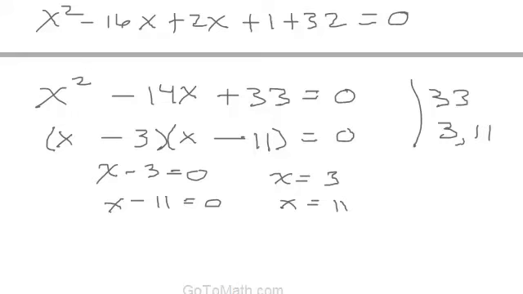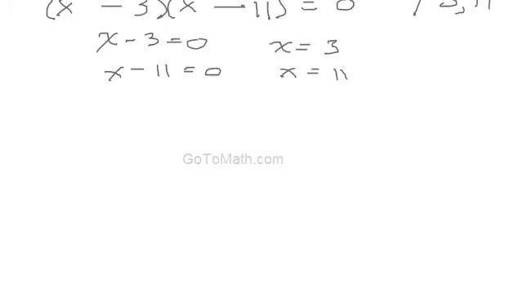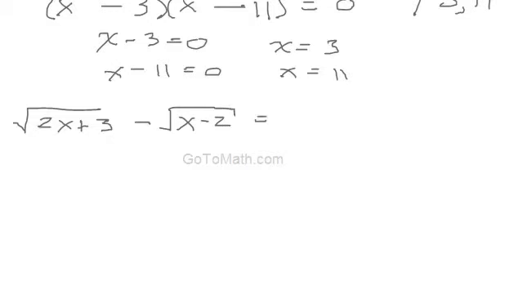So what we'll need to do now is go back to the original equation. Which I'll just have to rewrite again. So we have the square root of 2x plus 3 minus the square root of x minus 2, and this is equal to 2. So let's go now and check this out. So we plug 3 in.